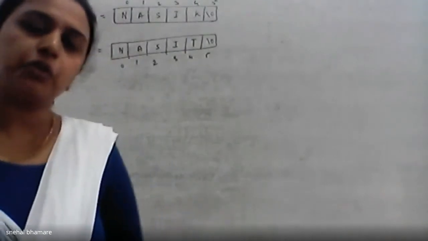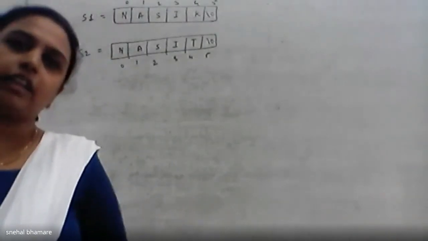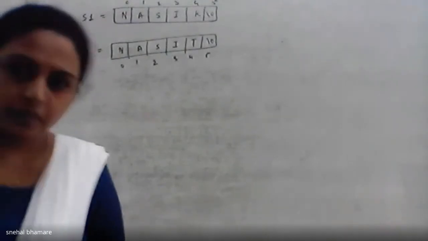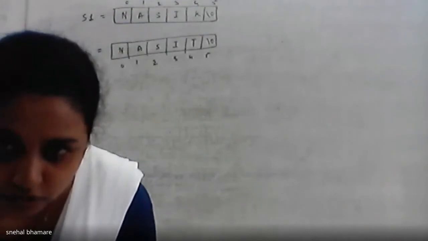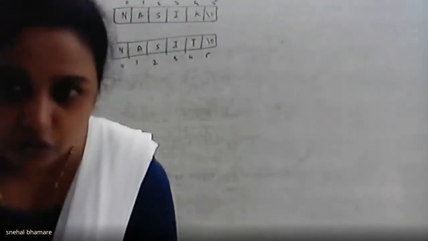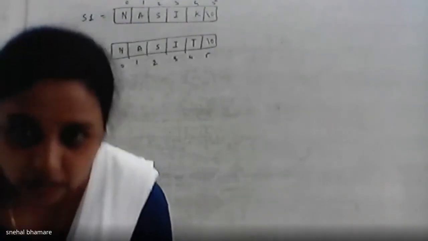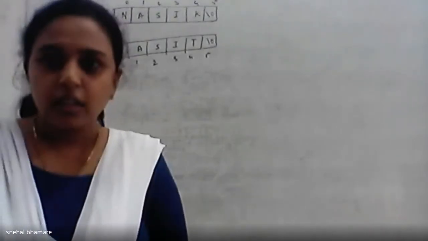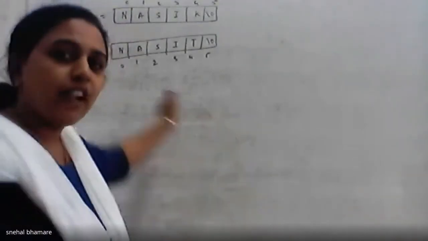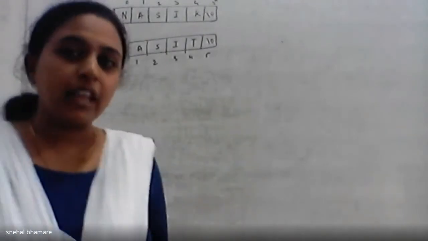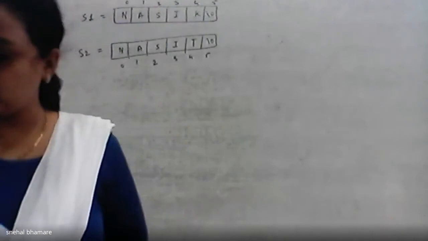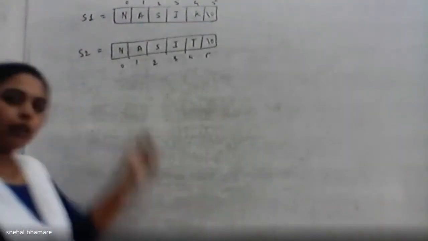Only a few students are answering in every lecture. Okay, what I have is written: for i = 0, S1 of i is equal to S2 of i. Here you know that the length of the string is 5. But what if you don't know the length? We cannot use that statement, right? So what will you do? I'll directly write the code and then I'll explain it.